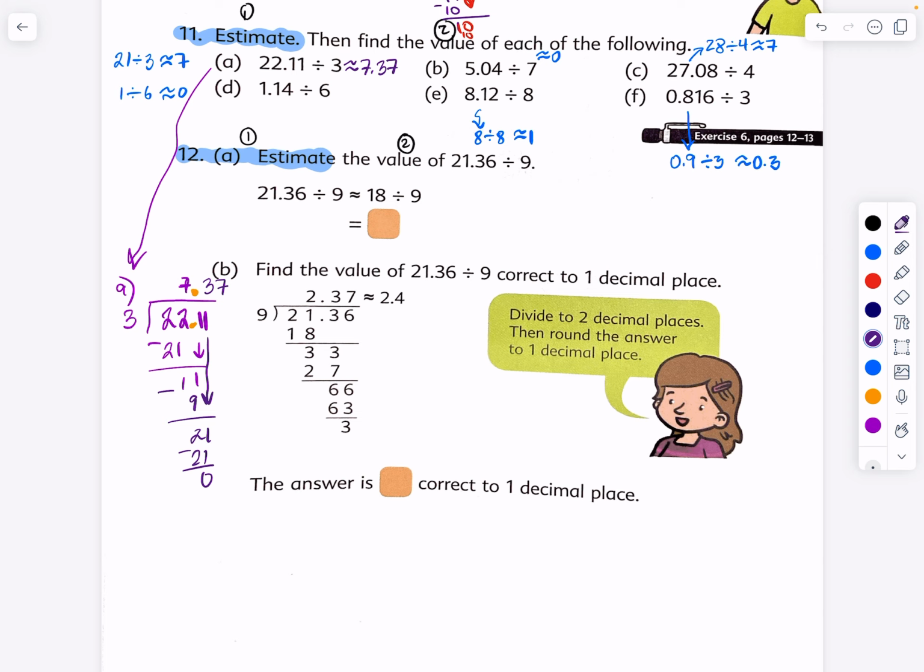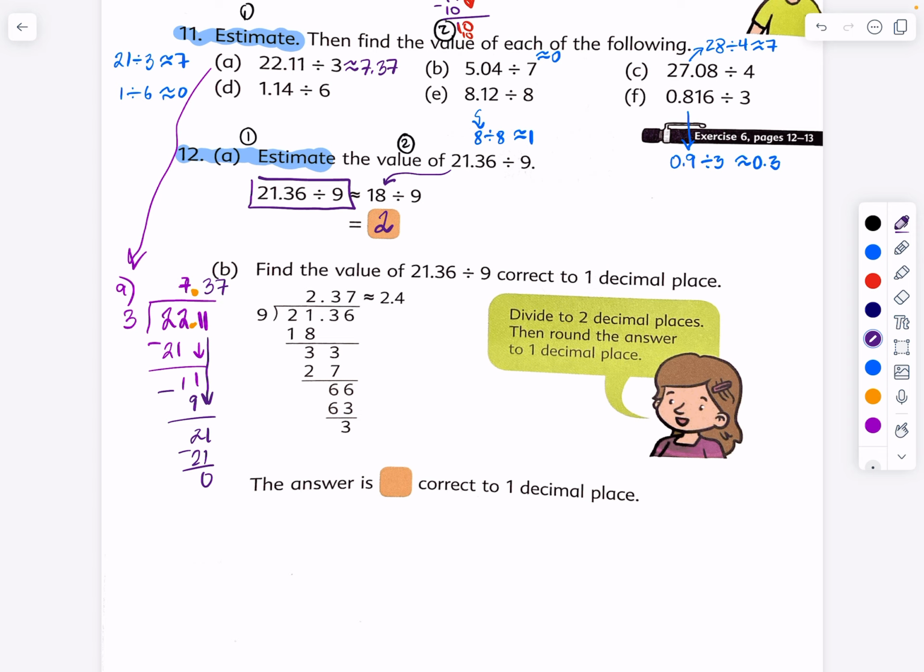Now, look at example 12. Again, all the examples in question 11, A, B, C, D, E, F, you should be solving using long division, just like example A. Now, when it comes to exercise 12, they're asking us to divide 21.36 by 9. Well, we know that the closest multiple of 9 to 21 is 18. We should have about 2. That should be your estimated value.